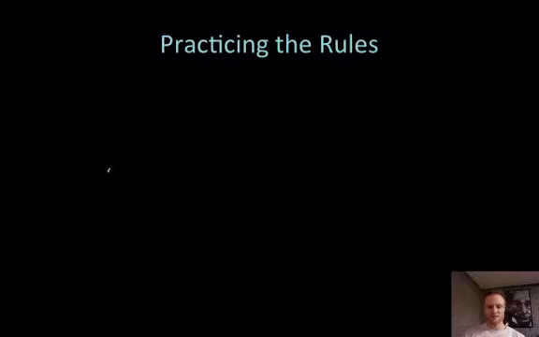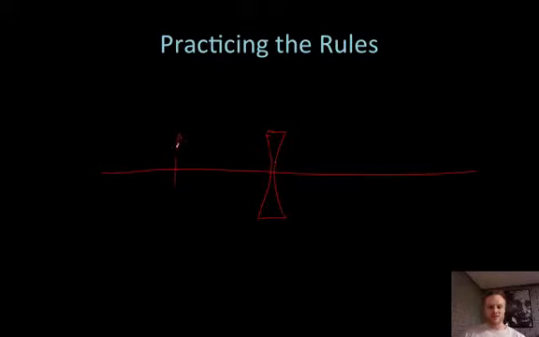So I'm going to draw my principal axis. Here is a diverging lens, which is relatively big looking. And I'm going to draw a focal point here, and a focal point here. And then I'll draw my object right there.